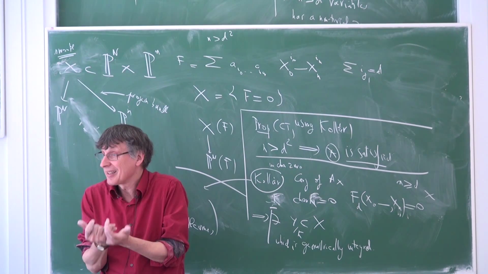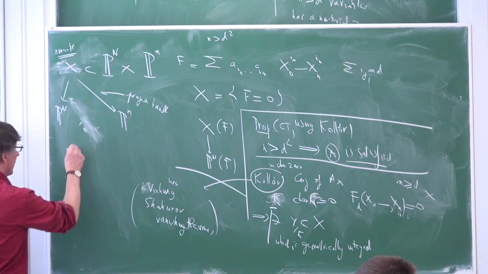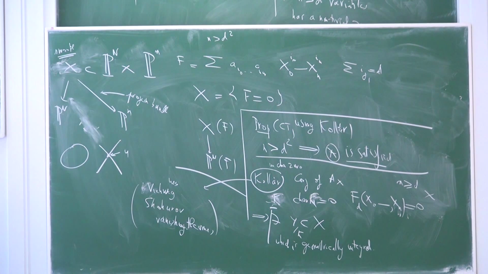Except there is a fact that if you take a hypersurface like this, there's always inside it a variety which is geometrically integral. So if you think of conics, a conic can be like this, or it can be like this, but here you have this subvariety Y, which is geometrically integral inside here. So if you take a conic, it is true that a conic contains, over any field, a geometrically integral subvariety.